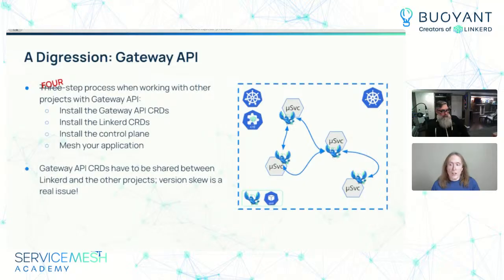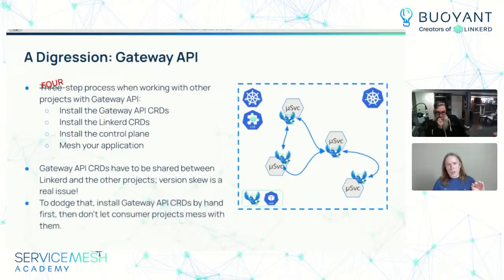If you allow different projects that you're using to install Gateway API CRDs, they can install multiple versions that step on each other and bad things happen. So if you are using multiple projects that use Gateway API, your best way to deal with this is install the Gateway API CRDs by hand, and then don't let anybody else mess with them after you install them by hand. We are not going to show this in the demo, but I did want to call it out because it has been the source of much frustration actually out in the real world.